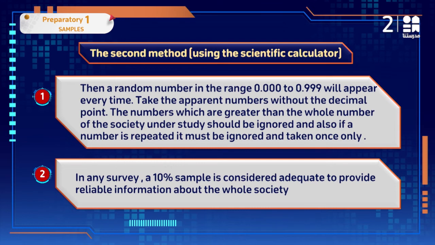Two, in any survey, a 10% sample is considered adequate to provide reliable information about the whole society. Reliable means trusted, confirmed information, okay? And here, to provide the reliable information about the whole society.